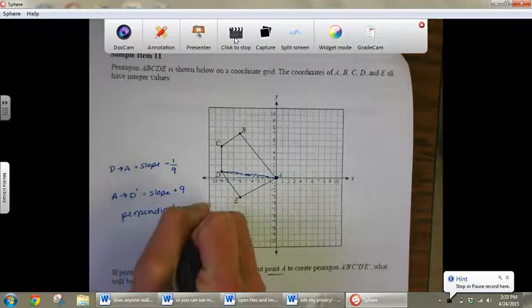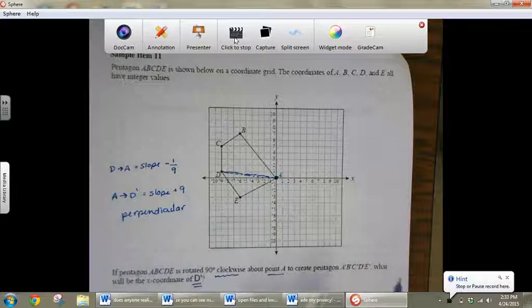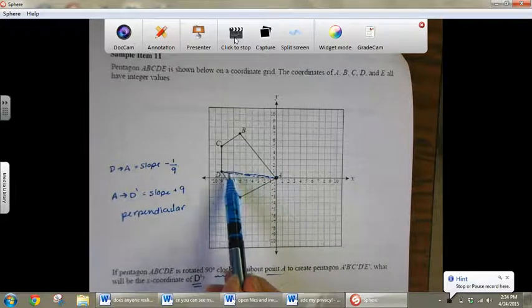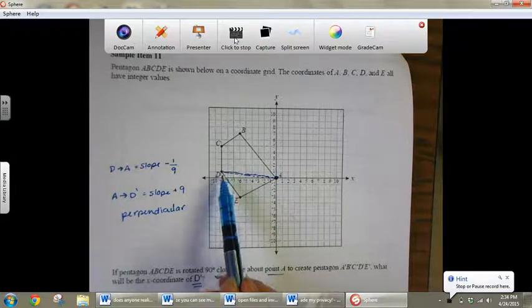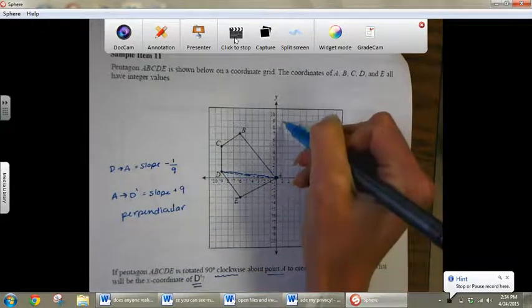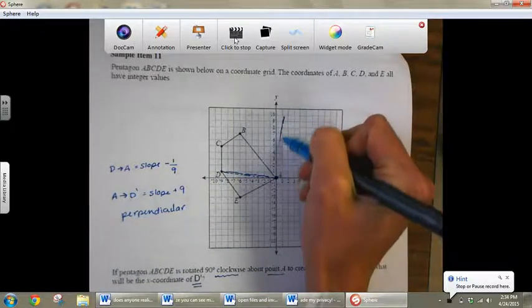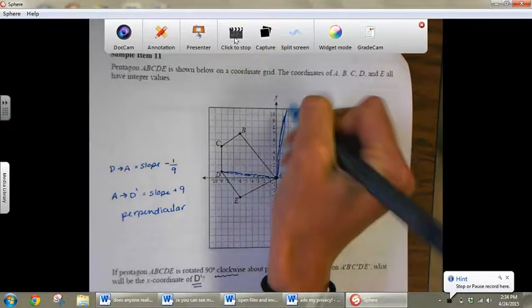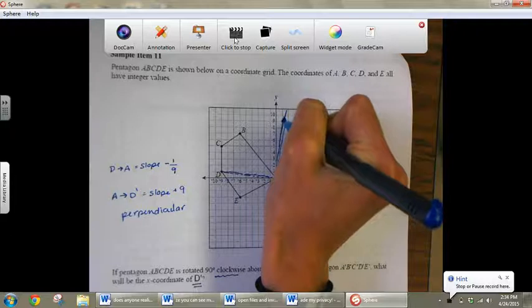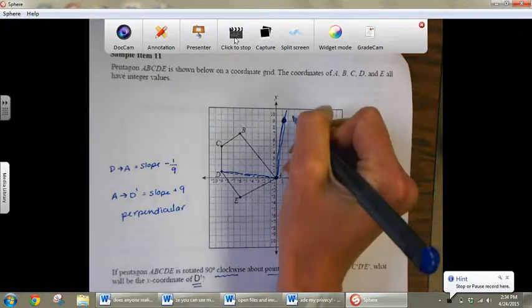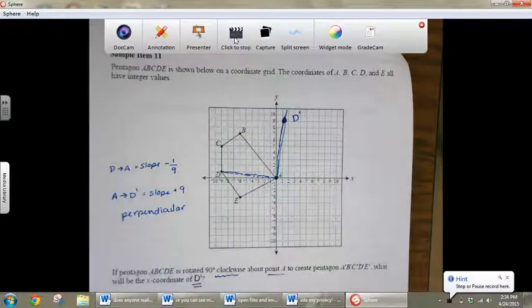Kind of a shortcut way so that you don't have to do this mathematically is you could imagine if this blue line here is my baseline, what would a line look like that's perpendicular to that? Well, a line that's perpendicular to that would look like this, kind of coming up through here. So the point that it's going to be on is this point right here, 1, 9. That will be where my new D prime is.